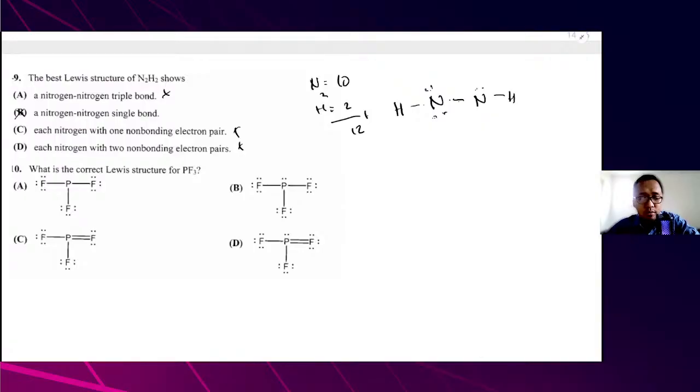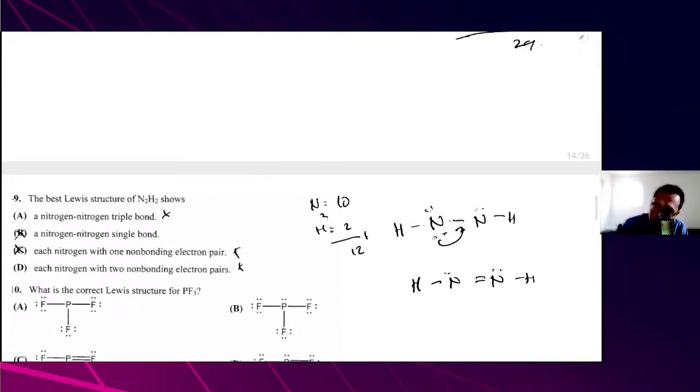Let me check the N2H2 Lewis structure. So each nitrogen will have one non-bonding electron pair. So you mean, can I put it over here? Yes, still possible, right? And double bond, oh yeah, why not double bond? Why was I thinking too much? Okay, so it will be C, not B. Okay, not a single bond.